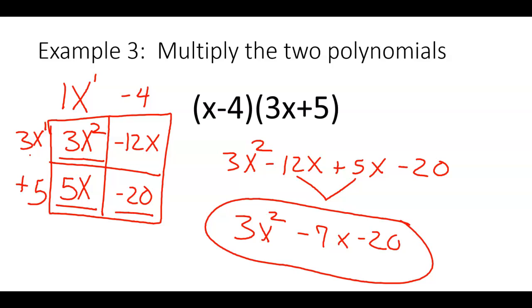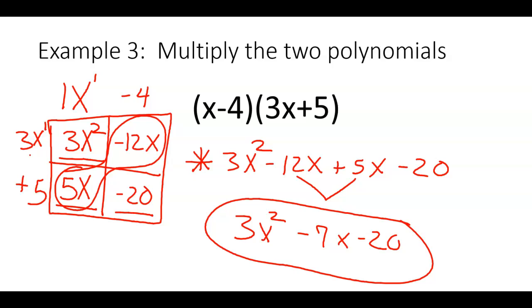Oh, and by the way, I almost never show this step myself, because the cool thing about the box method is most of the time the like terms will be diagonal to each other, just like that. So I'll just do that in my head. I'll say, okay, 3x squared is first. I'll put these together in my head: -12 and 5 is -7x. And then I'll put the -20 last. So I won't show this step a lot of the time. You don't need to. But you can.